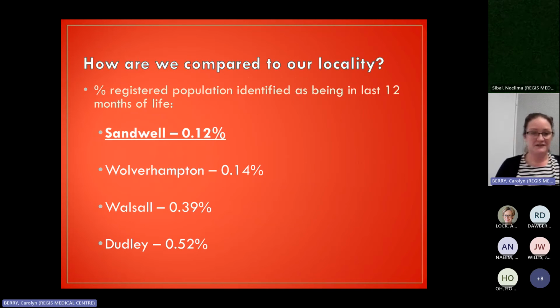So I won't go through these figures individually, but if we compare Sandwell to the rest of the Black Country, we're performing less well, which I don't want to take as a negative. It just means we've got some work to do, but we've got lots of opportunity to improve things. And the other good thing is that when we see that other areas are performing differently, we can try and learn from those areas. What are they doing differently there? And that's very much part of the QI that we're doing.